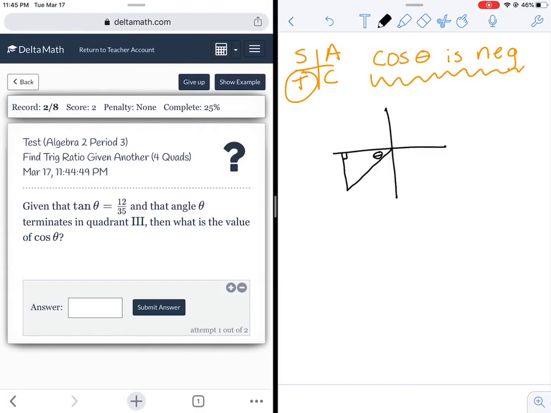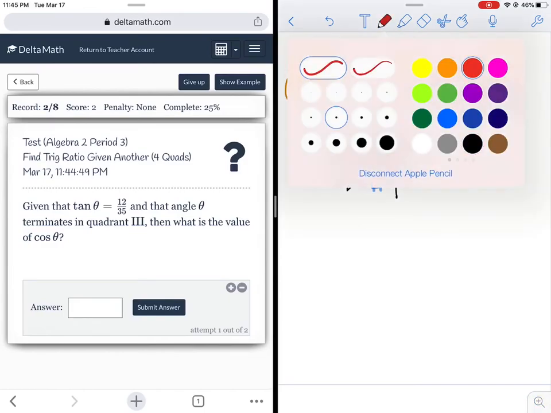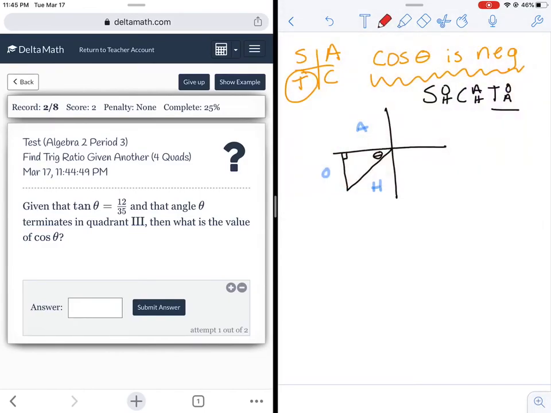So tangent, again, coming from SOHCAHTOA, tangent is my opposite over adjacent. So let's label what all of my sides are. Here's my opposite, hypotenuse, and adjacent. Tangent is my opposite, so that means this is 12, and my adjacent is 35.